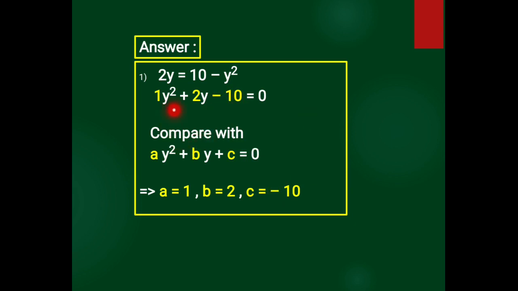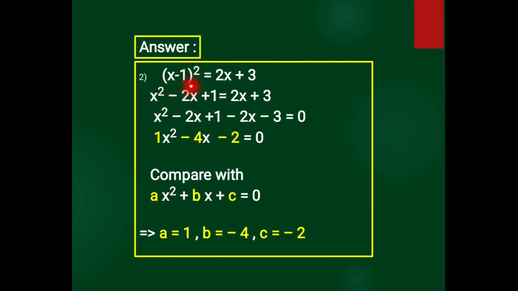So comparing the general form of the given equation with the standard form ay square plus by plus c equals to 0, we can calculate the value of a, b, c. Now see the second question.